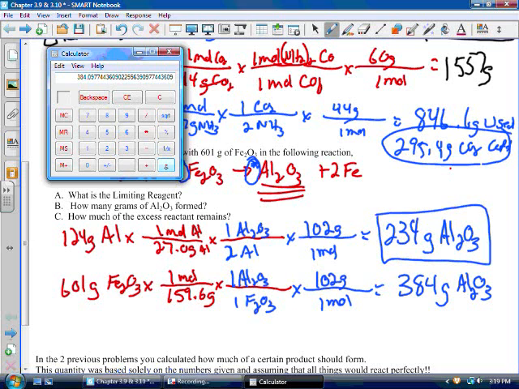The answer to part A then is what substance gave us that answer. The substance that gave us that answer was the aluminum. Therefore, the aluminum is the limiting reactant. That means Fe2O3 would be our excess reactant.